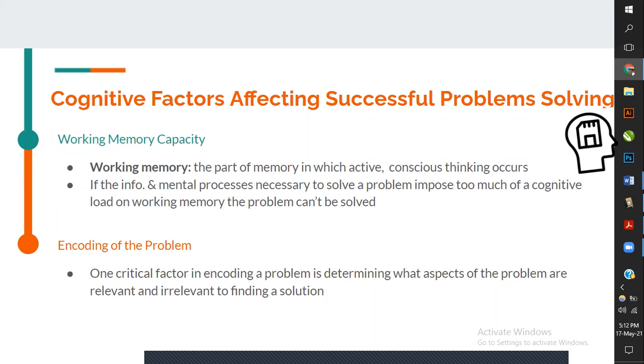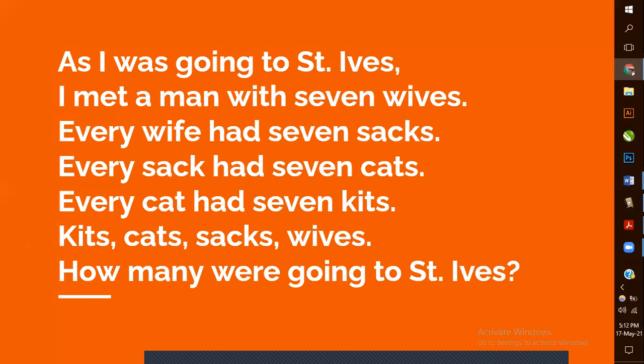Encoding a problem. One critical factor in encoding a problem is determining what aspects of the problem are relevant and irrelevant to finding a solution. For instance, let's look at an example. Mr. Santos, the next slide. Looking at this example, it says: as I was going to St. Ives, I met a man with 7 wives. Every wife had 7 sacks. Every sack had 7 cats. Every cat had 7 kids. Kids, cats, sacks, wives. How many were going to St. Ives?